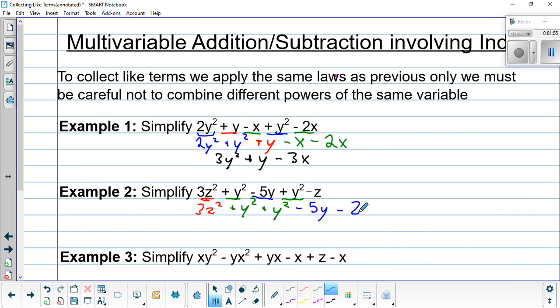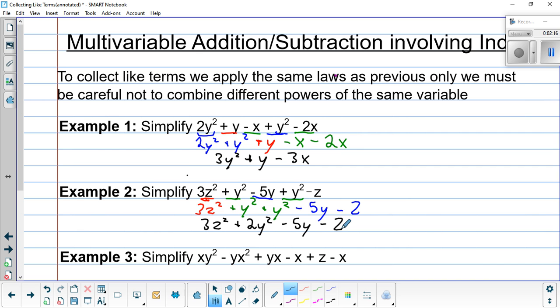I'm not going to bother switching colors for that. So here we can see we have 3z squared plus 2y squared minus 5y minus z. So look, we started off with 5 terms. We ended up with 4 terms. So like I said before, sometimes that's as much as you could do.